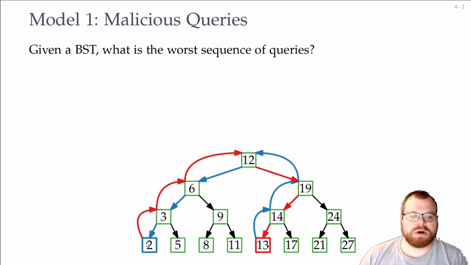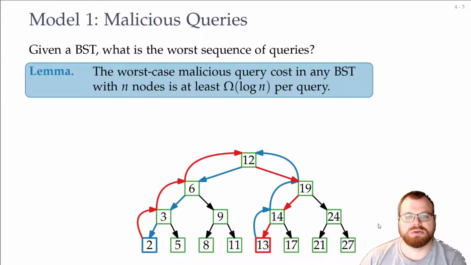We have to go all the way down to a leaf at the lowest level, then up and down again, and so on. And as we know, the lowest leaf always has depth log n, so we cannot do better than omega of log n per query. And we say that a tree is balanced if we can reach this bound.